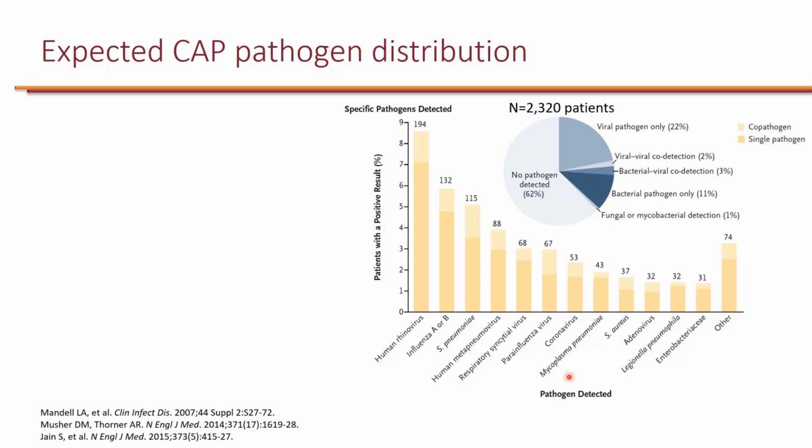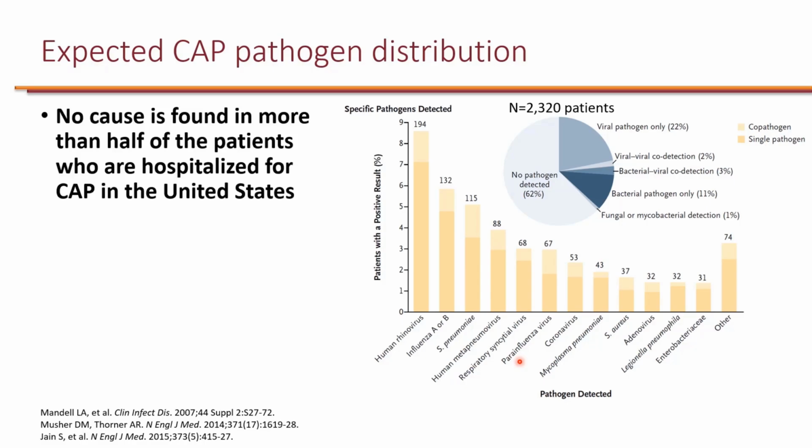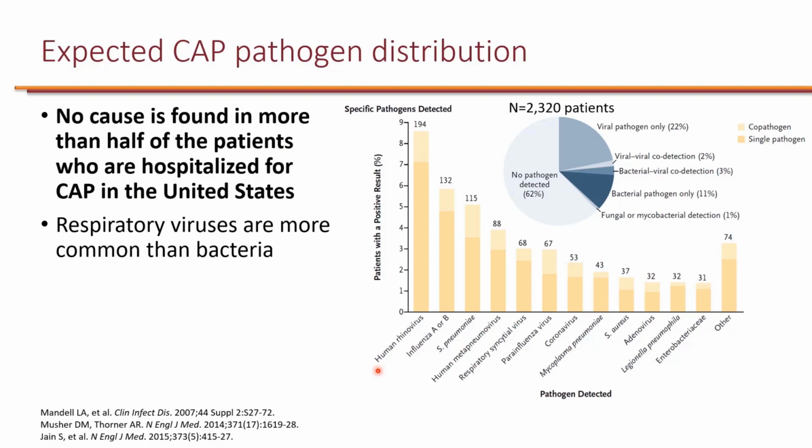Now, this study looked at 2,320 patients, and what they were trying to do is to identify common causes of community-acquired pneumonia requiring hospitalization. As you can see, in general, no cause is found in more than half of the patients who are hospitalized for CAP in the United States. The second thing that you will find here is that viruses are actually more common than bacteria.